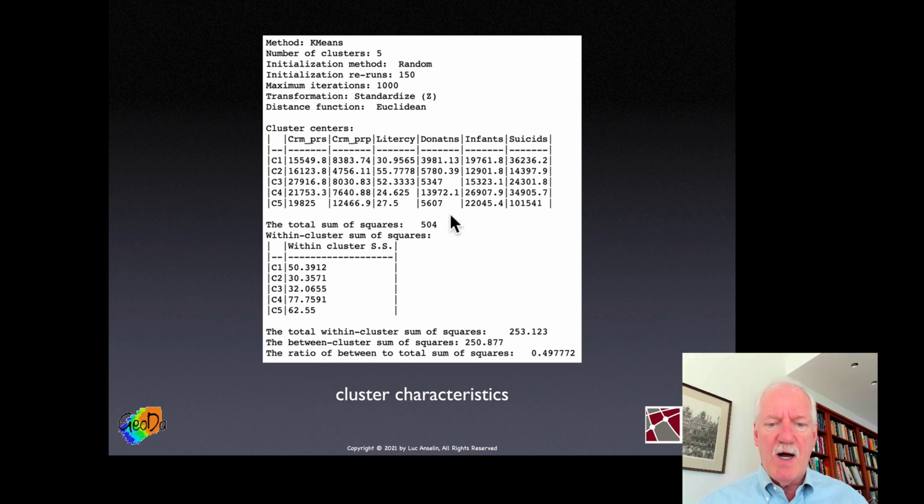And then in the bottom, we have the analysis of the fit of the sum of squares. We have the total sum of squares for each cluster. We have the within sum of squares. Obviously, the sum of all of this is this value. The complement, the difference between 504 and 253 is this value, and then the ratio of between to total sum of squares is 0.497. By the way, that's not that great a result, but it's just here for illustration purposes.